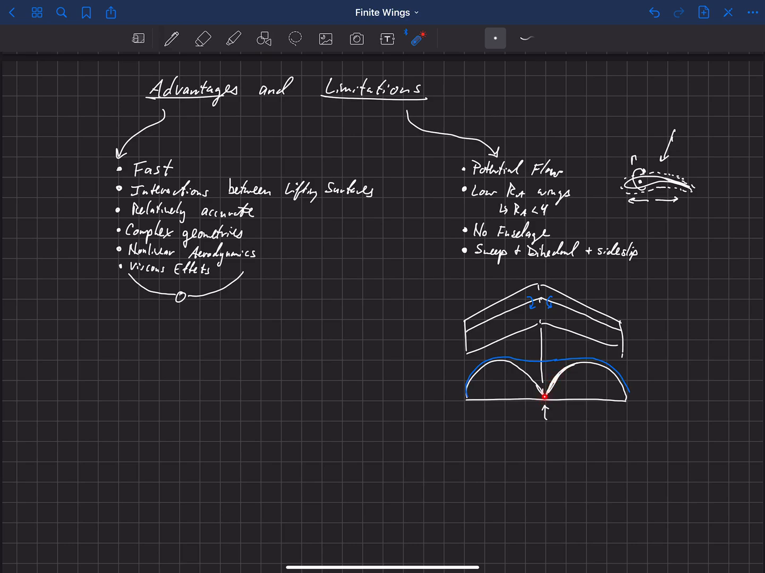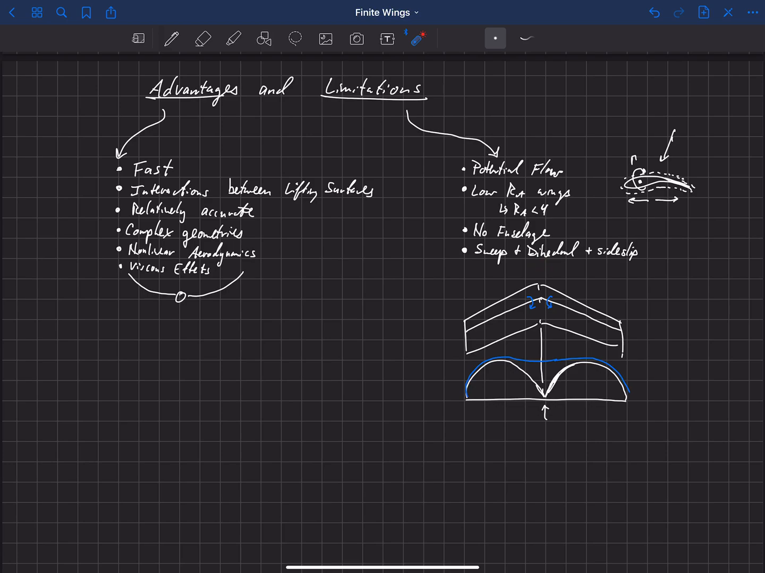And because it exaggerates that, it also exaggerates your induced drag in this region, because your induced drag is related to the gradient of your lift, and so you have a higher induced drag in the center than maybe would be real. Anyway, so this is one of the drawbacks, and you get a similar type of behavior with dihedral. Okay, so sweep and dihedral will both do something like this.